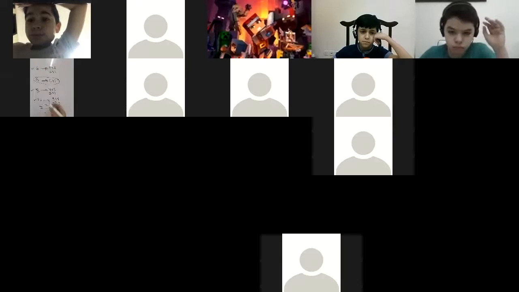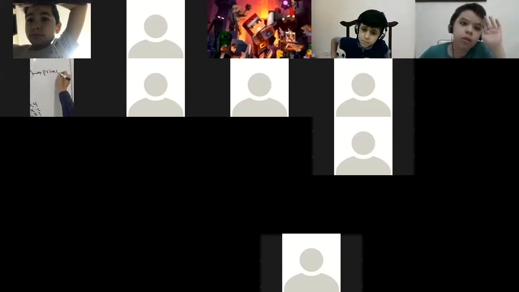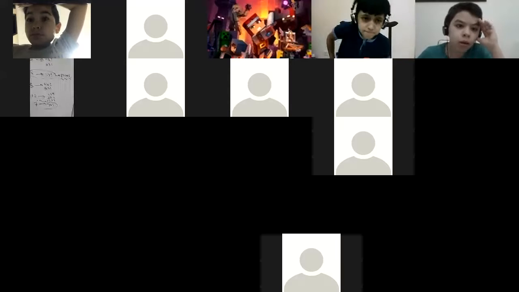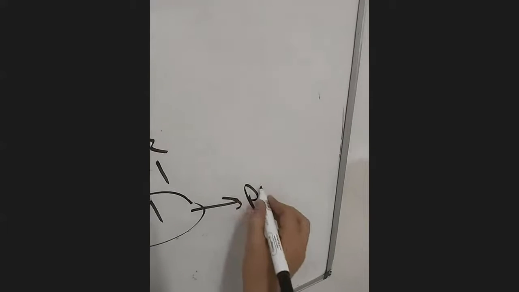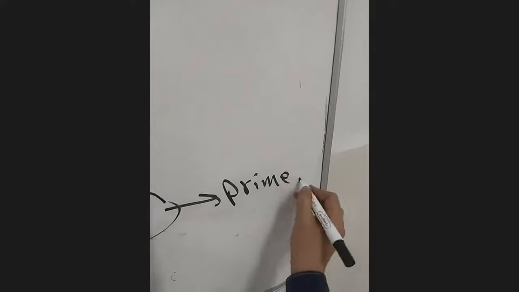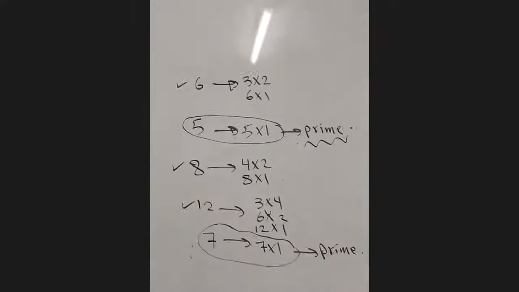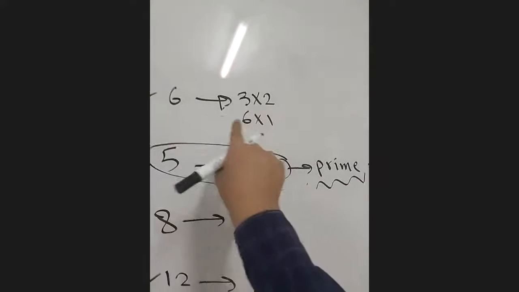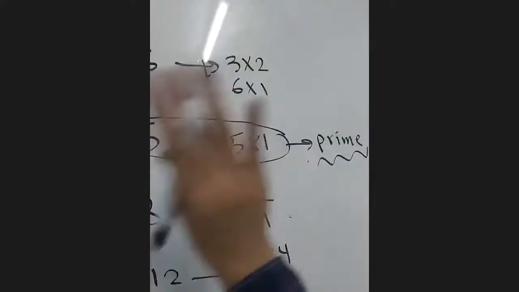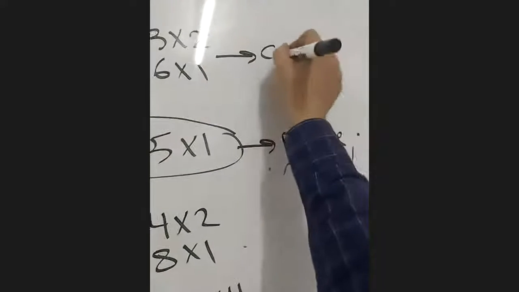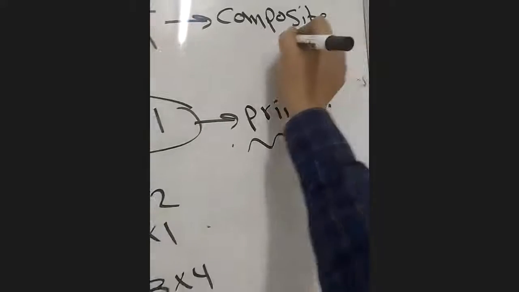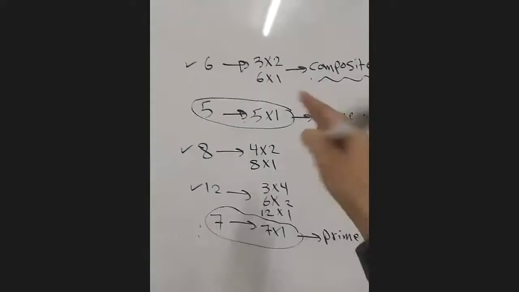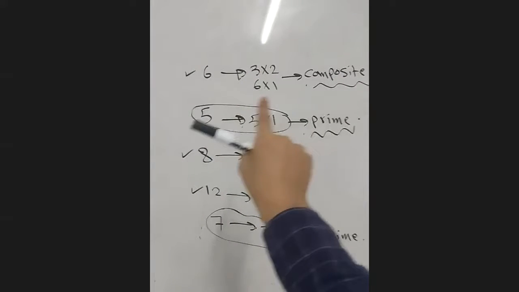In this case, guys, the 5, we call it prime. The 7, we call it prime. But the 6, is it a prime? No, the 6 is not a prime. So the 6, we call it composite. Composite means it has others than the number and the 1.